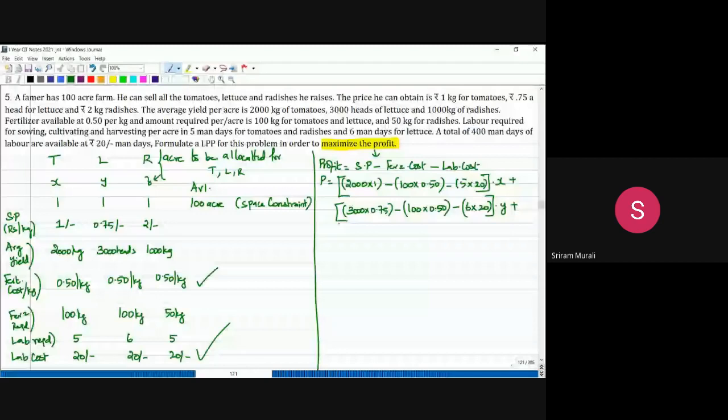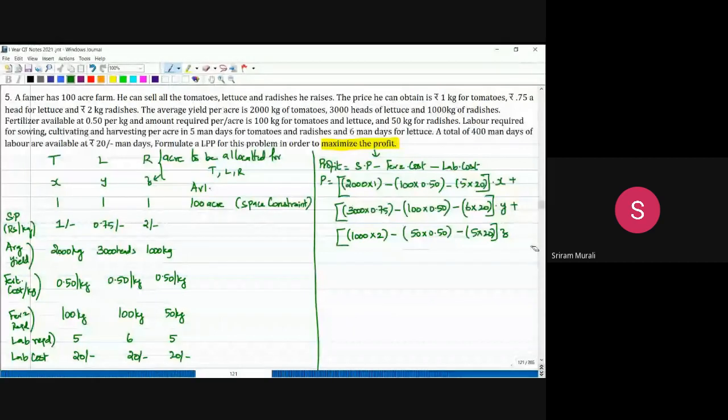In the same way, radishes. So for the radishes, 1 kg is equal to 2 rupees, 1000 kg will be equal to 1000 into 2, minus fertilizer cost. It requires only 50 kg. So 50 into 0.5, minus, what is the last one? 5 into 20, am I right? Times of Z. So this is what is required for radishes.